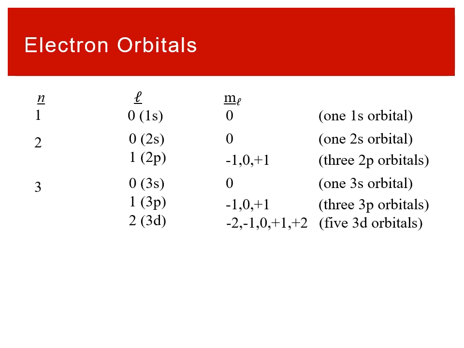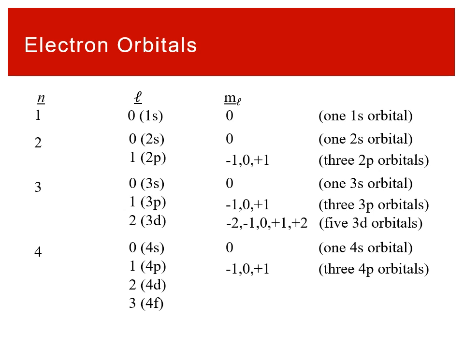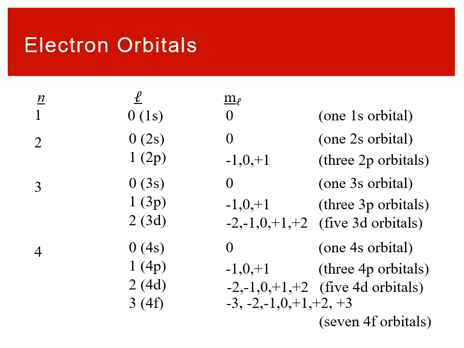That's always true of p's. And then when we get to l equals 2, we now have 5 possible values for m sub l. So there are 5 3d orbitals. If we go to n equals 4, we now have 4 possible values of l, 0, 1, 2, 3: the 4s, 4p, 4d, 4f. The same restrictions apply as we saw previously, because it's all just based off the letter. We get 1 4s orbital, 3 4p orbitals, 5 4d orbitals, and then 7 4f orbitals. So you can see this is going up by odd numbers, 1, 3, 5, 7. The next one is 9, then 11, then 13.